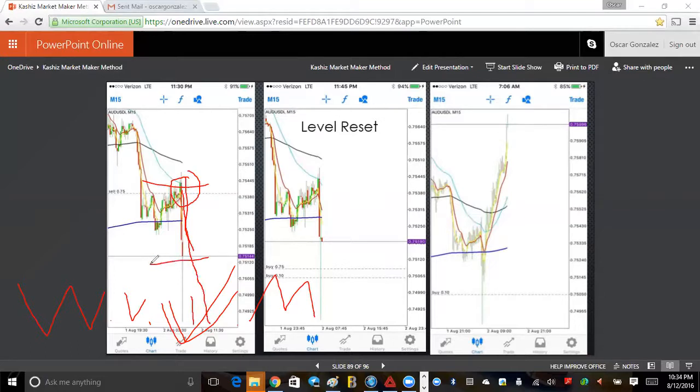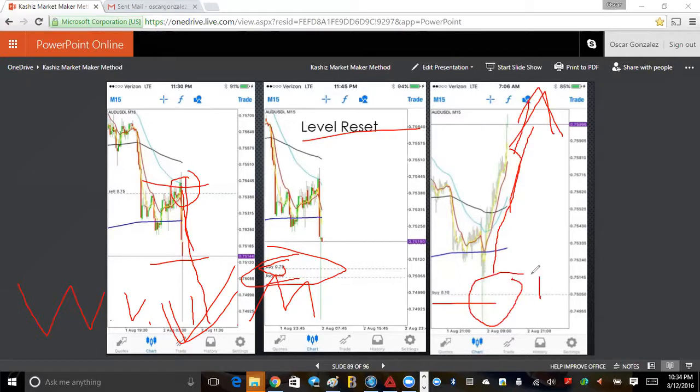I closed. I rebought because I knew it was just a stop hunt. Right? I rebought. Level reset. It reset the level. And look what it did. I closed out the bigger lot. I left this one on. And look at how AUD USD rose after. A monster move to the upside, leaving these guys trapped, thinking this was the right direction.